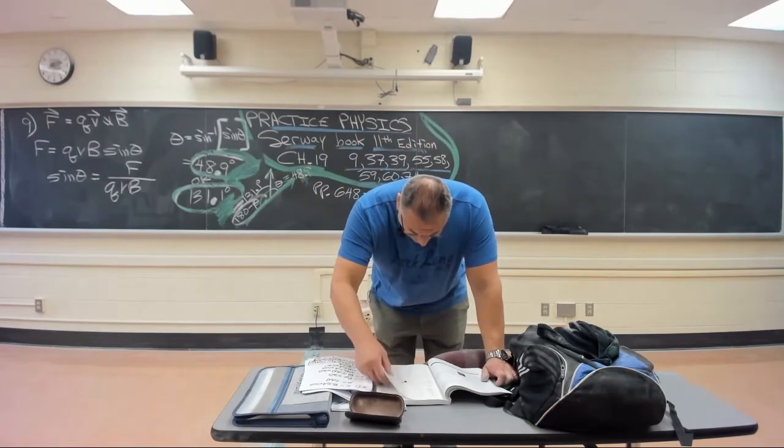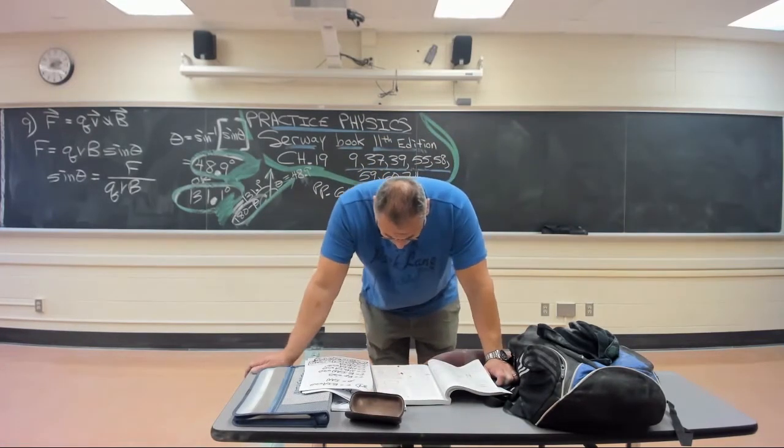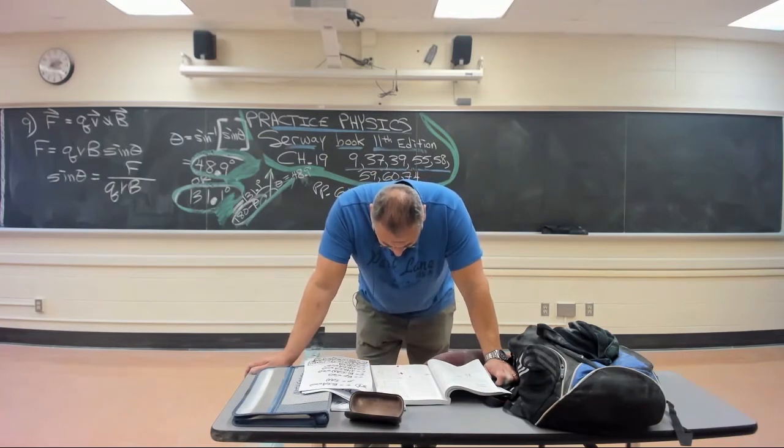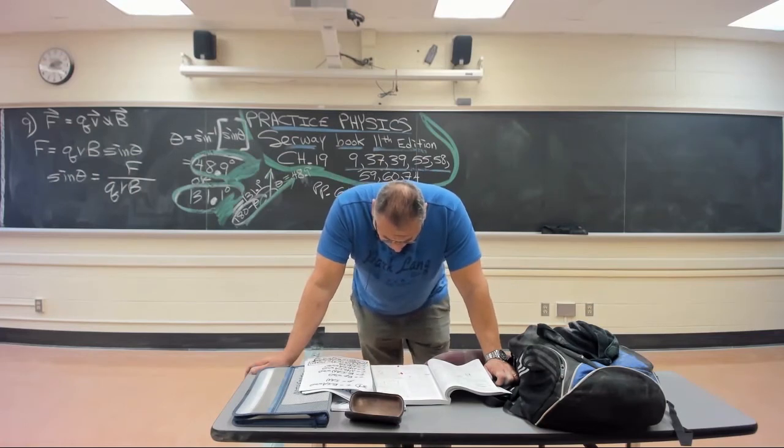So 37 is saying an 8-turn coil encloses an elliptical area having a major axis of 40 centimeters and a minor axis of 30 centimeters.